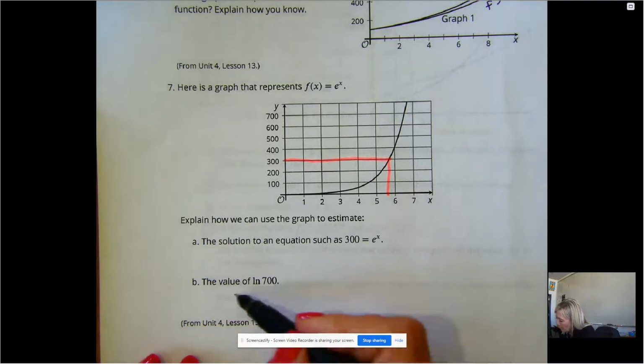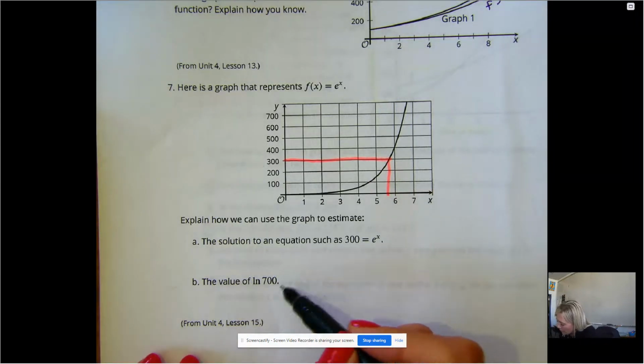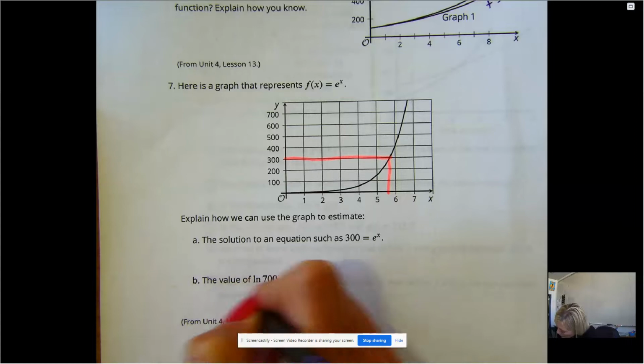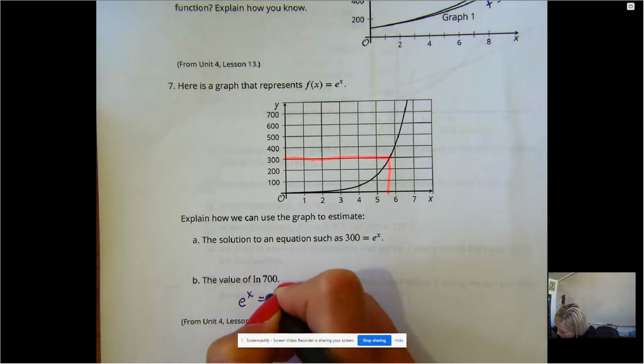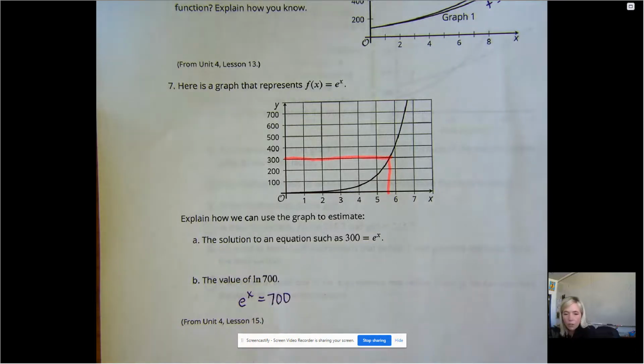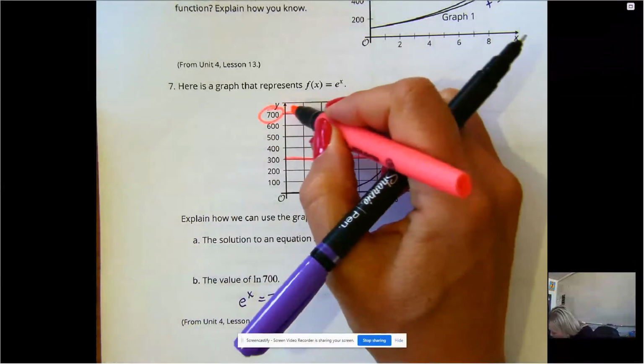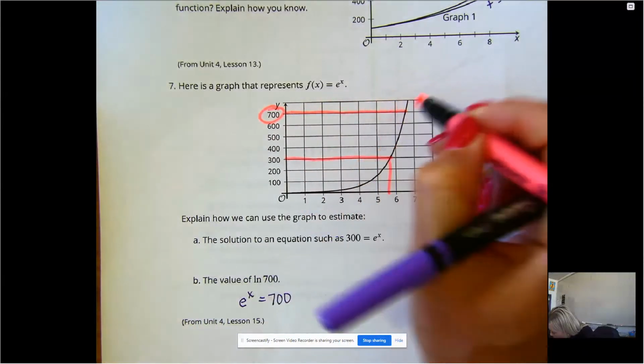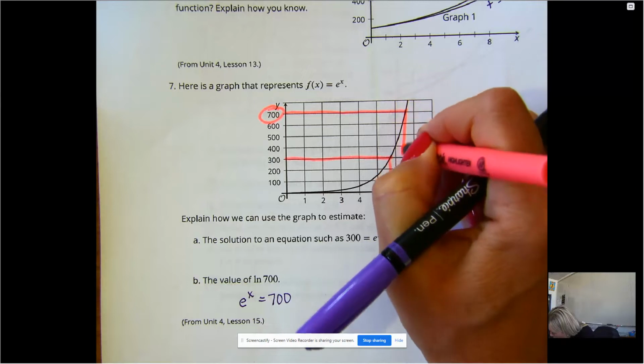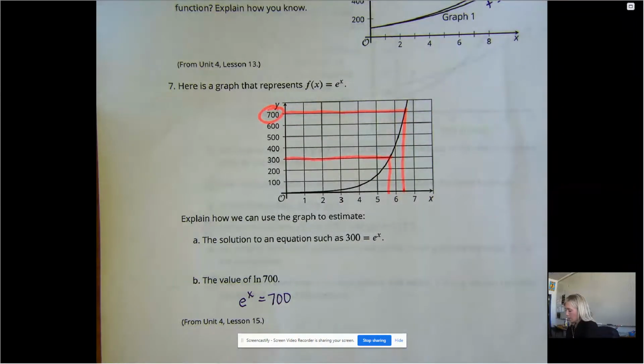And then the value of the natural log of 700. So just keep in mind, the natural log of 700 is the solution to the equation e to the x equals 700. And so we would do the same thing. Find the output of 700, here it is, follow it over to the graph, and then see what the input is, somewhere between 6 and 7.